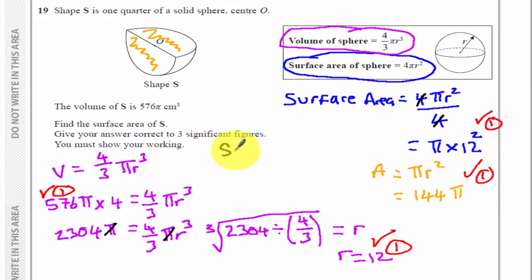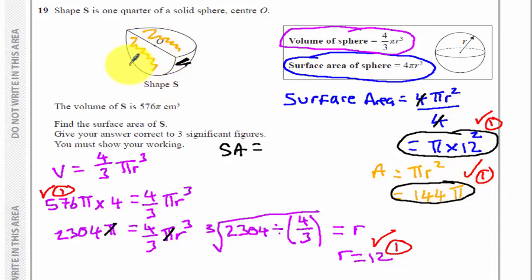So to get the final mark, I need to add this bit, the surface area on the outside here, to this bit, the two orange parts. 12 squared is 144, so 144 pi plus 144 pi is 288 pi centimetres squared. The question says to three significant figures, and I've got that. So I've got my fifth mark.